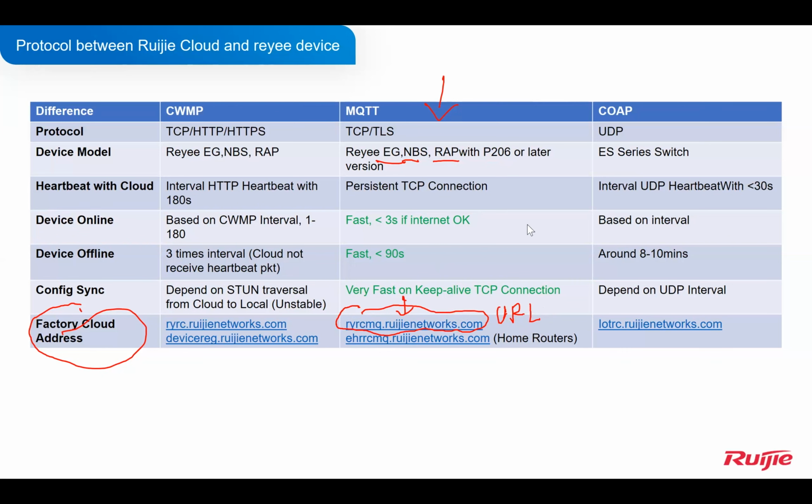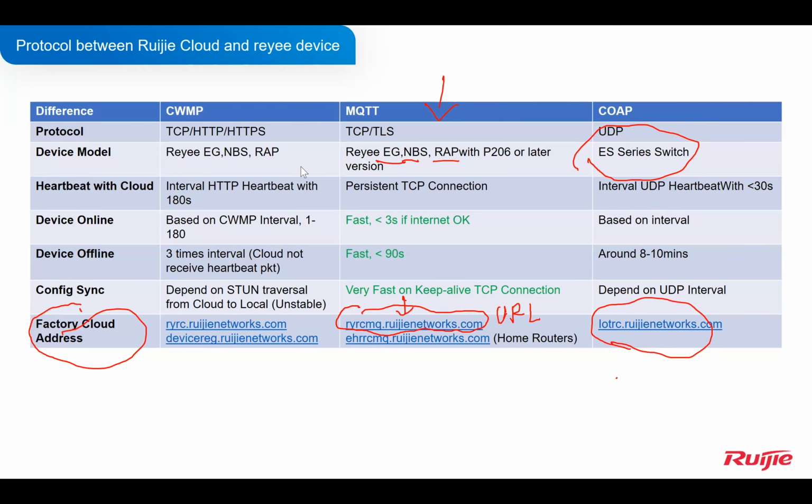Okay, and if the device is the ES device, you can use ltrc.regionnetworks.com. So for the ES series switch, if you want to test the communication, you can connect our PC to the ES device so that you can test with this URL whether our ES device can log in to the internet. So this is the factory cloud address function.